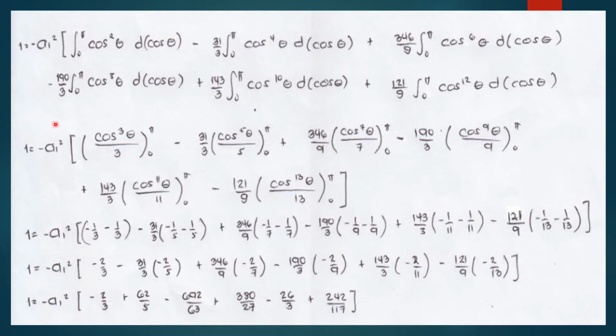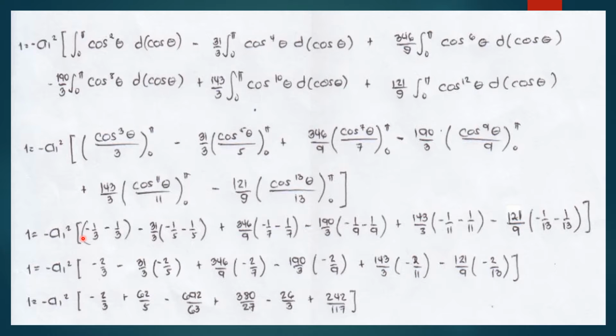Now, evaluating every integral will give us 1 is equal to negative A1 squared bracket cosine cubed theta over 3 from pi to 0 minus 31 over 3 cosine theta raised to 5 over 5 from 0 to pi plus 346 over 9 cosine theta raised to 7 over 7 from 0 to pi minus 190 over 3 cosine theta raised to 9 over 9 from 0 to pi plus 143 over 3 cosine theta raised to 11 over 11 from 0 to pi minus 121 over 9 cosine theta raised to 13 over 13 from 0 to pi.